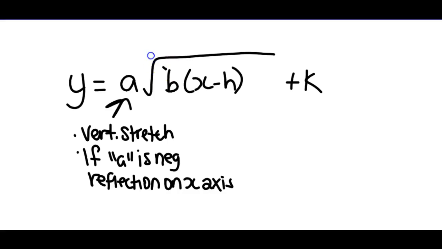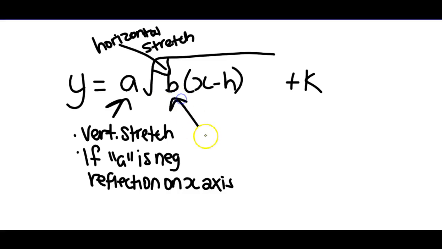Okay, so for B, this is a horizontal stretch. Okay, and remember, if this B was 4, that means your picture is a quarter of the size. If this B was a half, that means it's twice as big. Whatever's happening inside under the root is actually opposite of what's really happening. Okay, so if B is negative, then it's a reflection on the y-axis.